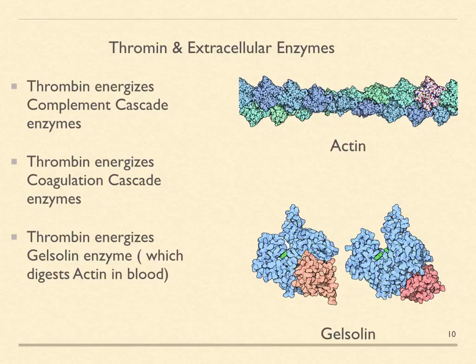Thrombin, ATP, and calcium are essential for extracellular enzyme activities, including the complement cascade, the coagulation cascade, and gelsolin, which digests actin. This prevents actin from becoming entangled with insoluble fibrin and disrupting clot formation.